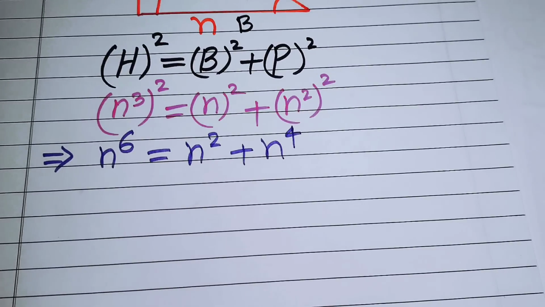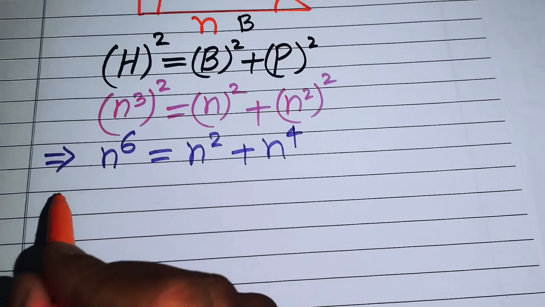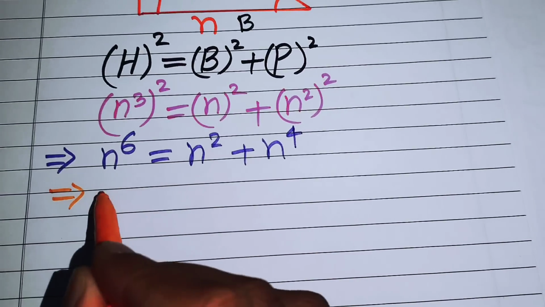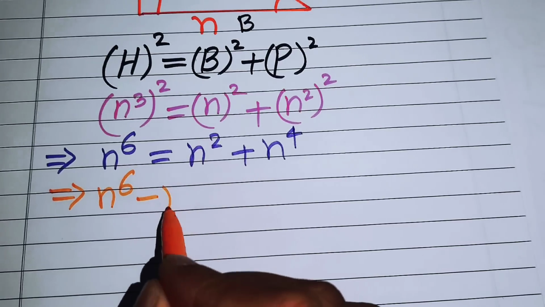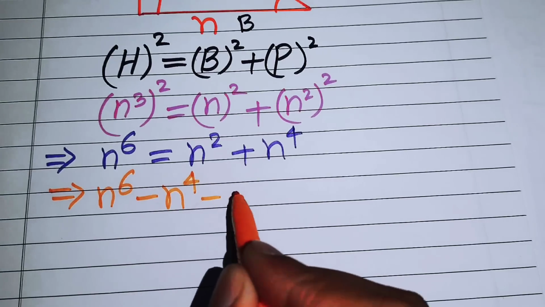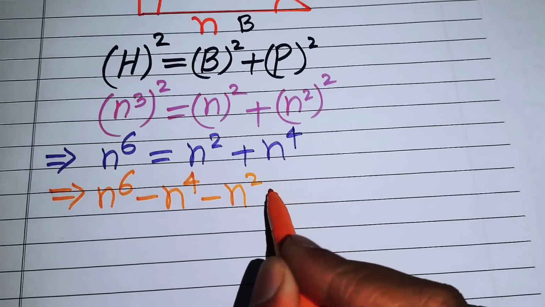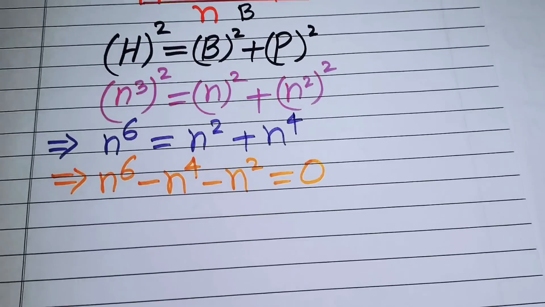And now in the next step we will just rearrange the terms, and we will move all the terms from the right hand side to the left hand side, and it will become in this form: n to the power of 6 minus n to the power of 4 minus n squared equals 0.